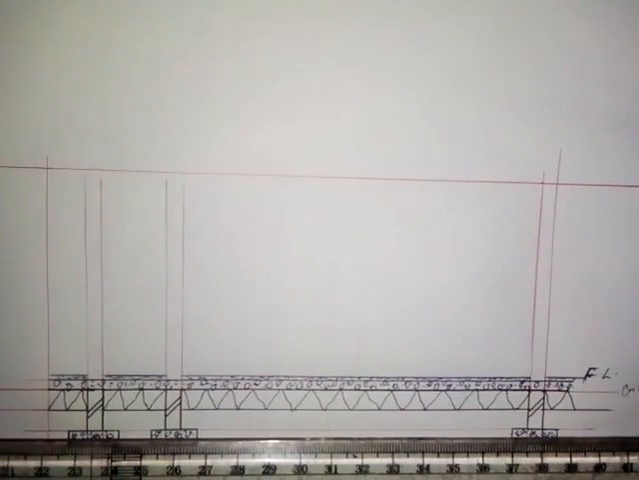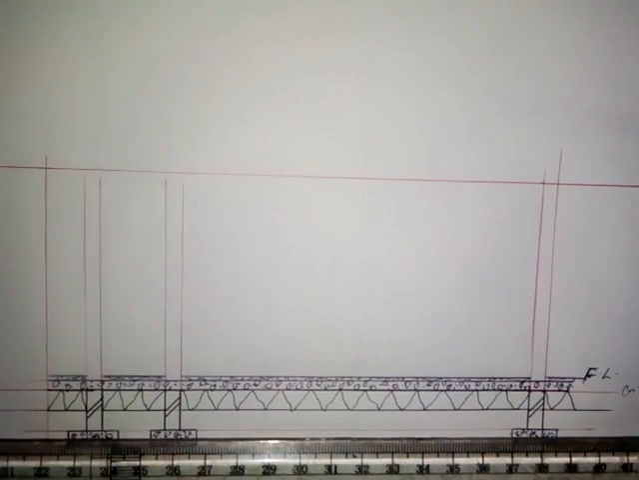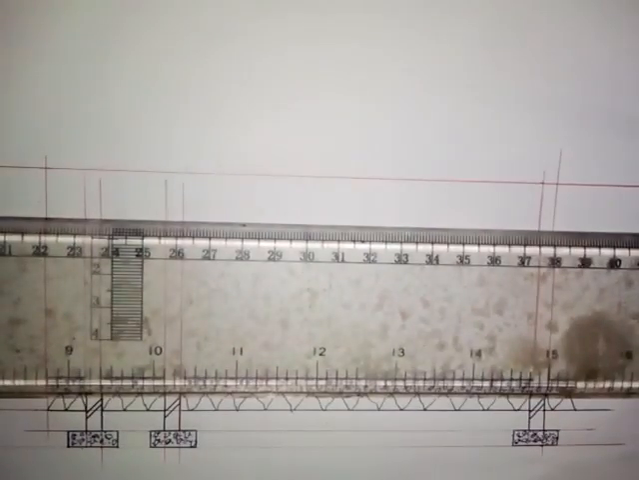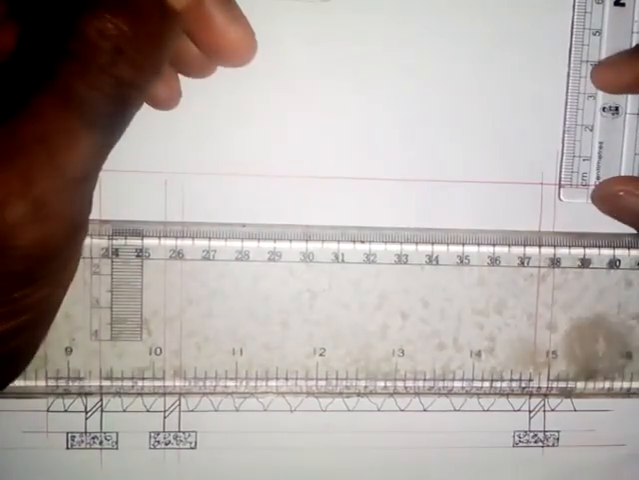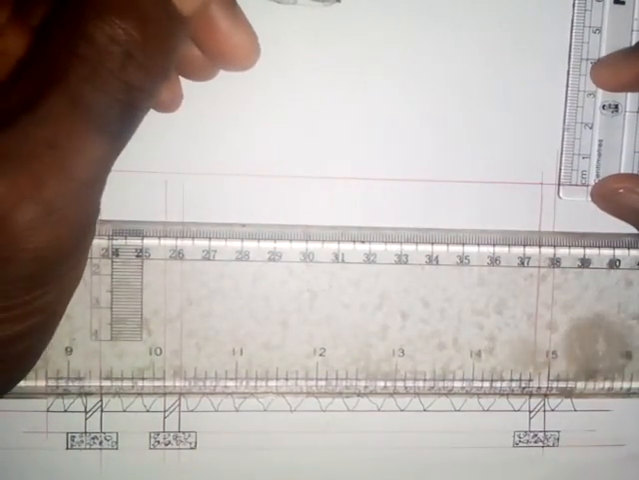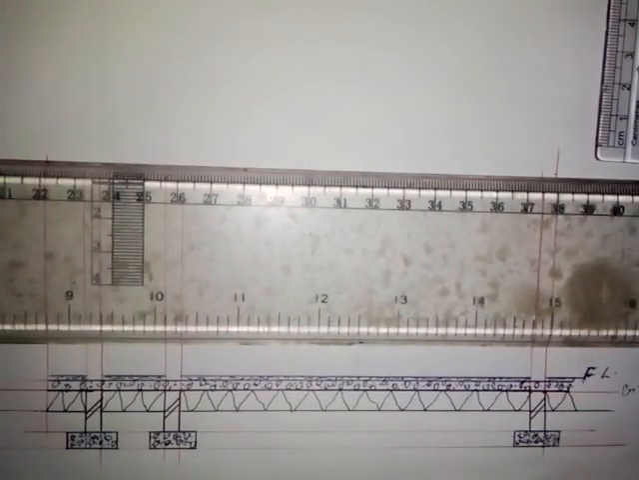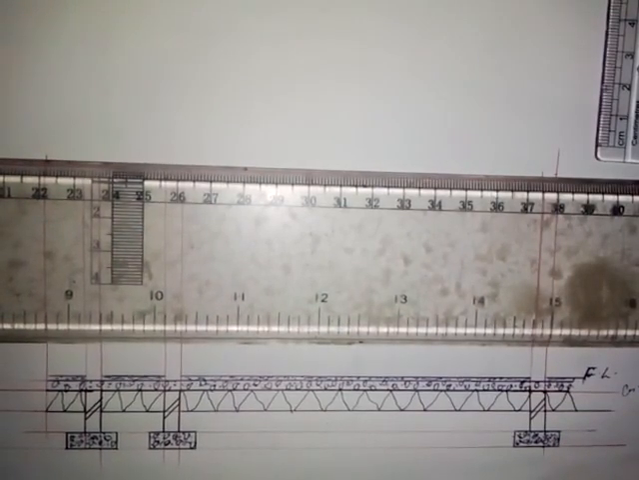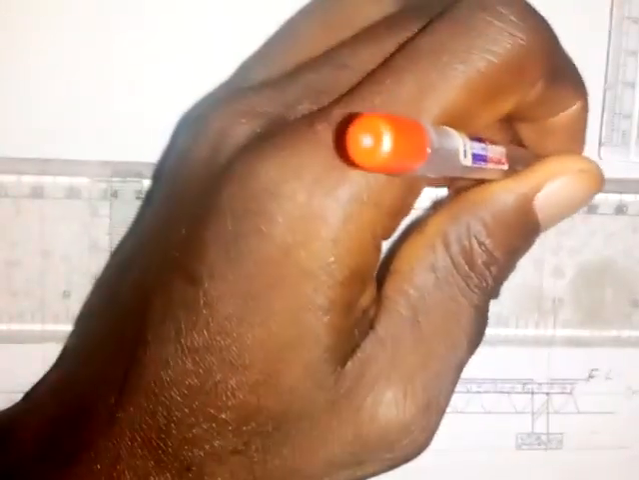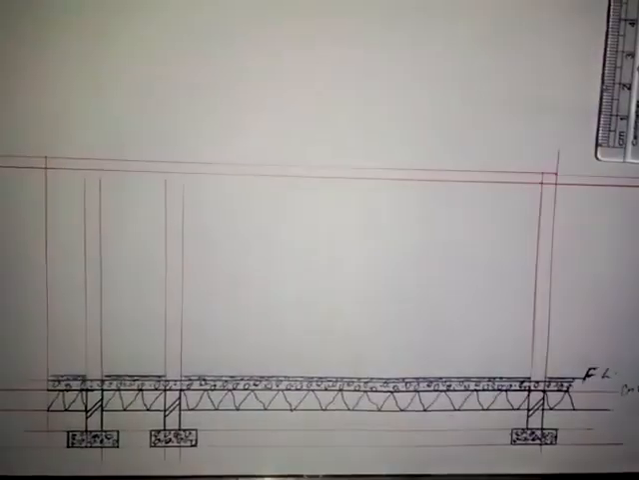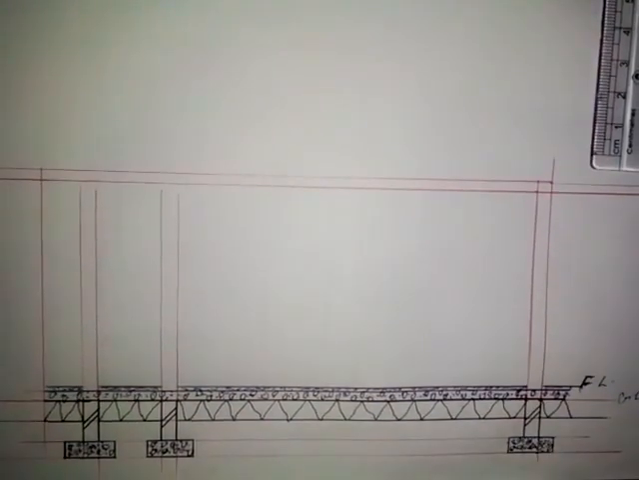Now the next thing that I'm going to do here is to take the specification for the tie beam. The specification for the tie beam is not given. I will take 3 millimeters up and draw the tie beam. So this is the tie beam. I'm not done with this; I'll come back and do that.